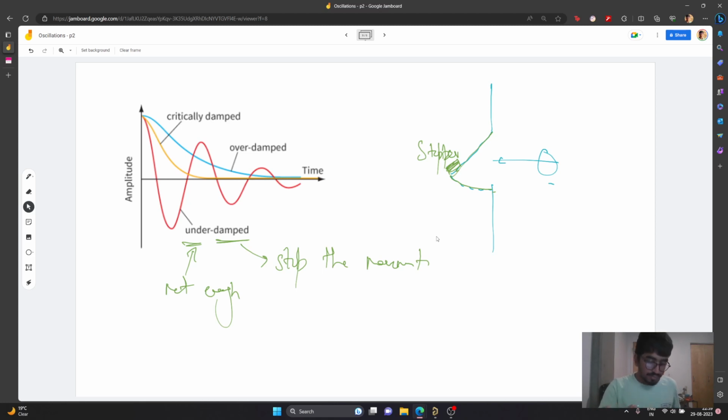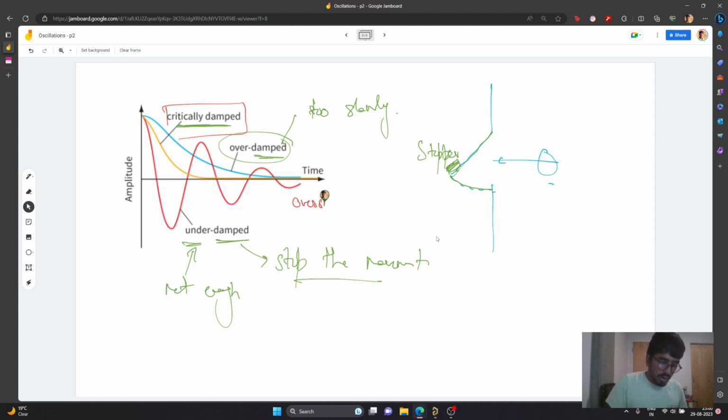Like those doors. If you put it too heavy, then it might close too slowly. So this is too much movement has been stopped. You wanted to stop movement, but because you did not stop enough, it started swinging. In this case, you stopped it way too much, so it is closing very, very slowly. So this is also not good. What you want ideally is critical damping, where there is no overshoot, but at the same time it doesn't take too long also.